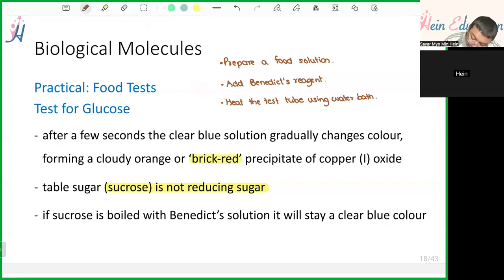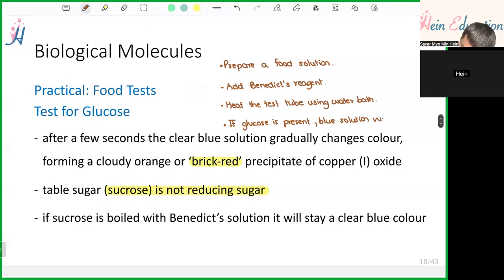And if reducing sugar, or glucose, is present, the blue solution will turn brick red. So this is the important point for testing for glucose.